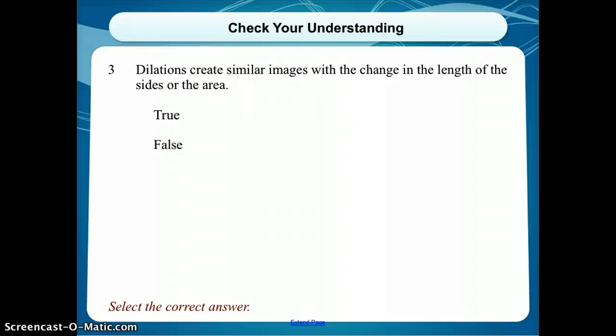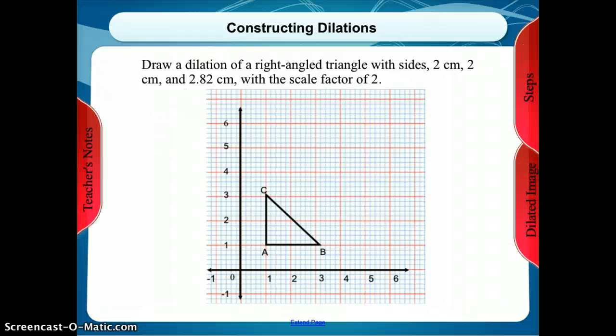The next question at the bottom of the video says, dilations create similar images with the change in length of the sides or area. Is this true or is this false? Please answer that question now. When we go to create a dilation, we use these images here and create a dilation where the scale factor is used. And from there, we create the points using the scale factor. For instance, the sides of 2 and 2 are AC and AB. If we multiply both of those sides by 2, we get a side length that's a little larger. As a matter of fact, it's 4 centimeters instead of 2.